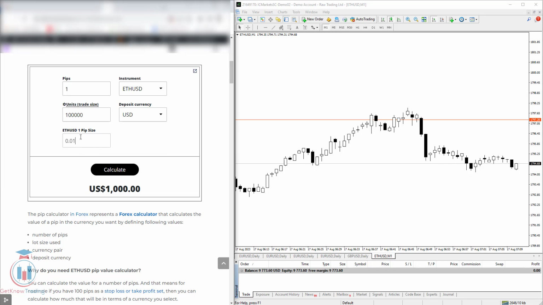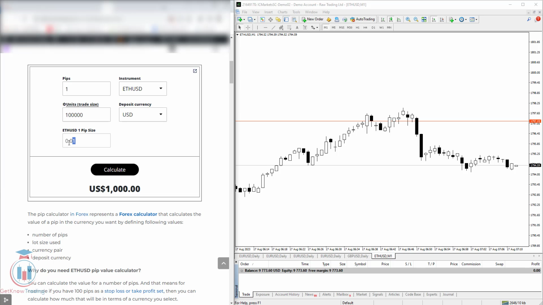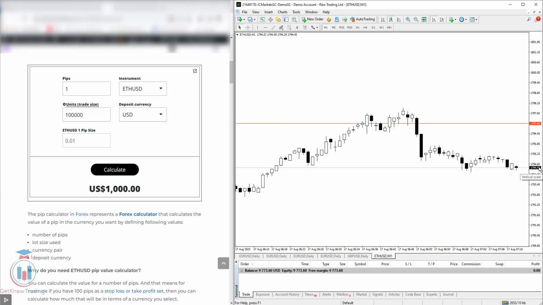Then you have here Ethereum against US 1 pip size, which represents at which decimal point of the currency pair price is 1 pip. So it says here on the second decimal point, inside this price is 1 pip. When you go to the trading platform, you can see that the current market price is 1794.44. So the second decimal point, where the number 4 is the number of pip. When this changes, that means the price is changing by several number of pips. When you click calculate, you get the value of 1 pip. That means a price change on the second decimal point, you get $1,000.